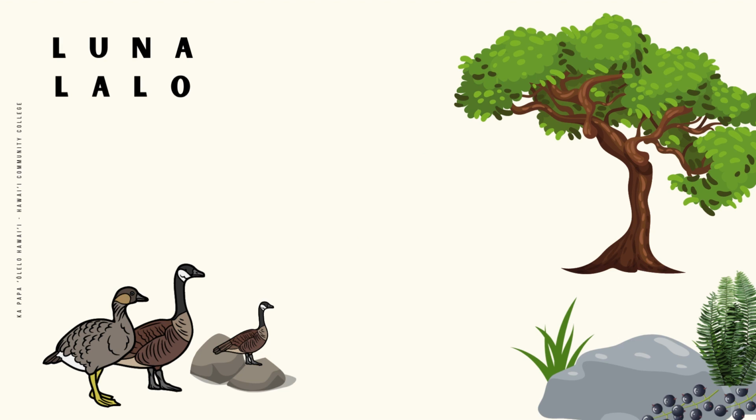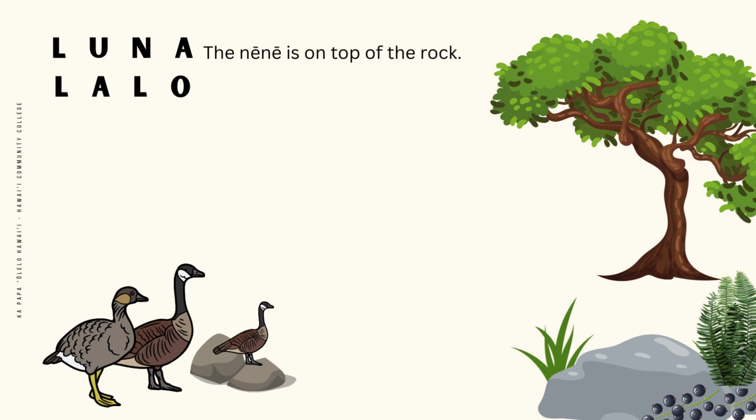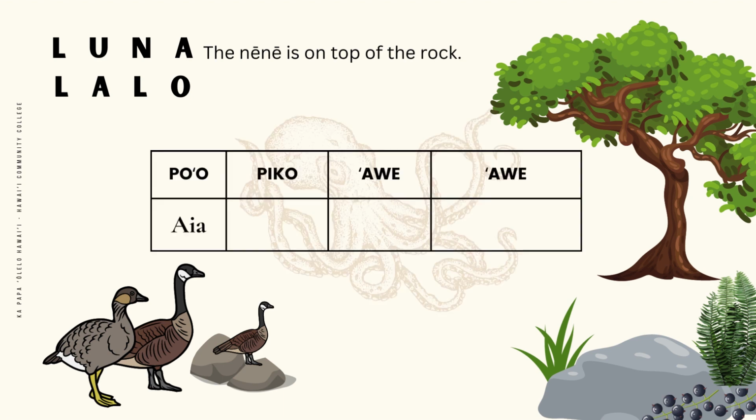The first two Iʻoa Henua are luna and lalo. Luna means on top or above. Lalo means on the bottom, under, or below. Let's see some examples. The nene is on top of the rock. First, what pepeke is this? This pepeke is showing the location of something. It's the pepeke henua. To translate pepeke henua, let's start by adding aya to the po'o.